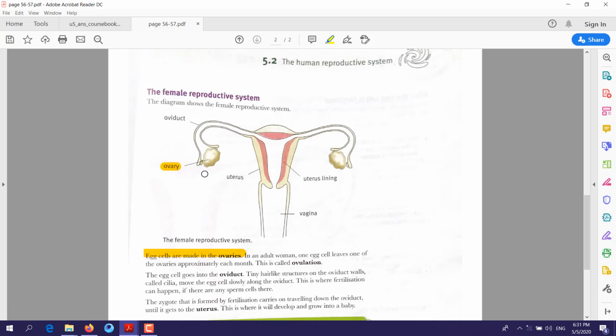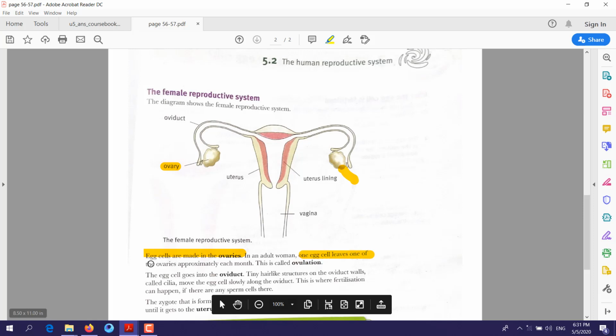So we will start from here. This part is the ovary. Each female will have 2 ovaries. This is the first one, and here is the second one. The function of the ovaries is to produce egg cells. In an adult woman, one egg cell leaves one of the ovaries approximately each month. This is called ovulation. If we want to give a definition of ovulation, we say it's the release of an egg cell from the ovary.